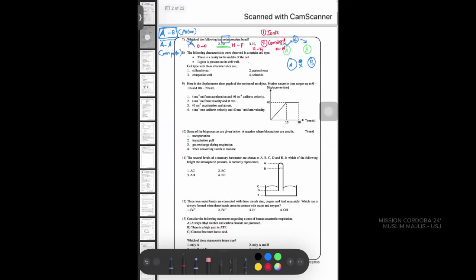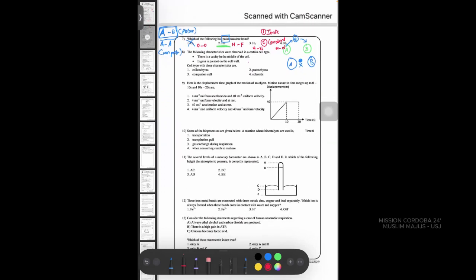Eighth one. The following characteristics were observed in a certain cell type: there is a cavity in the middle of the cell, and lignin is present in the cell wall. Can someone tell me what tissue lignin is present in? Sclerenchyma. Very good. There are three basic tissues: parenchyma, collenchyma, sclerenchyma. Out of that, sclerenchyma has lignin.